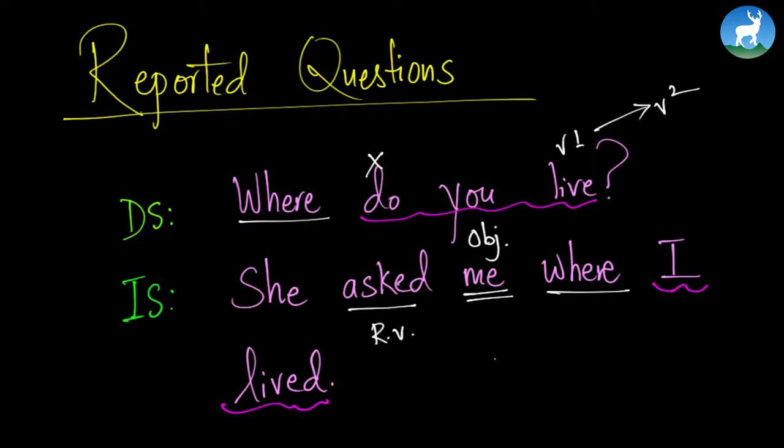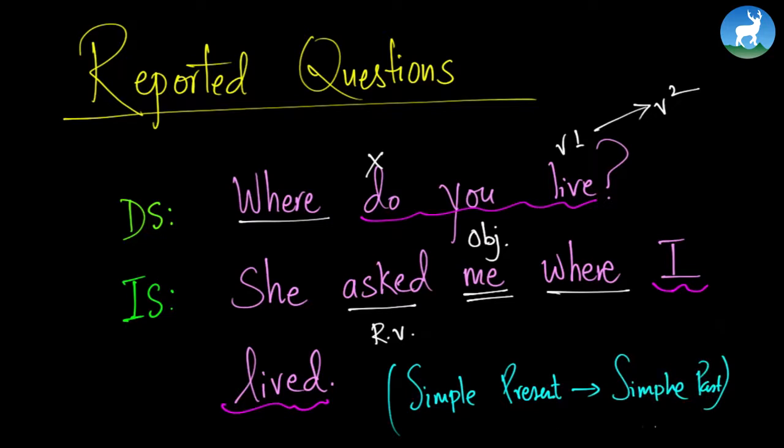It is now changed into what? Past simple. So the whole idea is simple present tense changed into simple past. And why is it changed like this? Because the reporting verb is in V2. Pretty easy. Let me give you one more example.